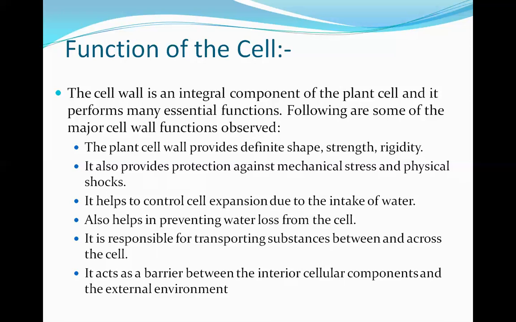When an organ is made by tissue and the tissue is made by cells, the cell wall acts as a barrier between the interior cellular components and the external, meaning cell to cell, it also works as a barrier, and between the cell and the external environment, in both of these the cell wall works as a barrier.